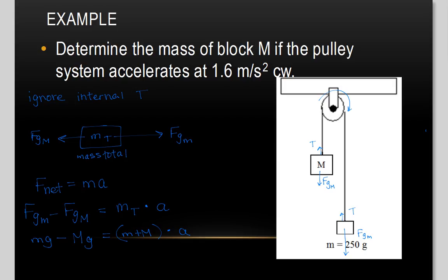Lowercase m, what are you going to put for lowercase m? Don't say 250 either. Good, 0.25, because it has to be in kilograms. So 0.25 times 9.81 minus capital M times 9.81 equals lowercase m 0.25 plus capital M times 1.6.